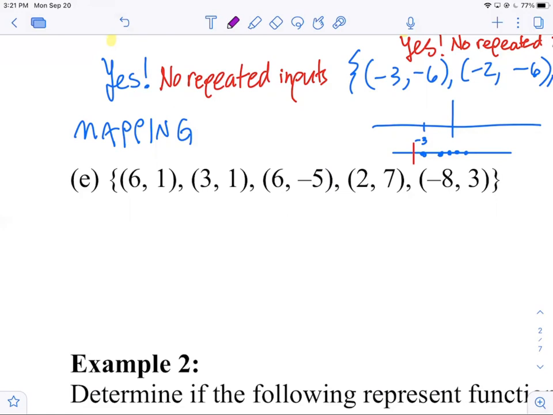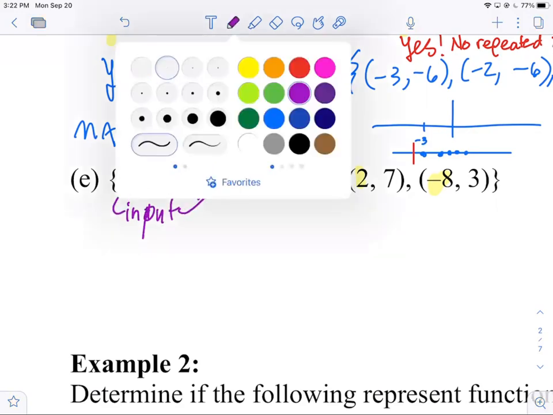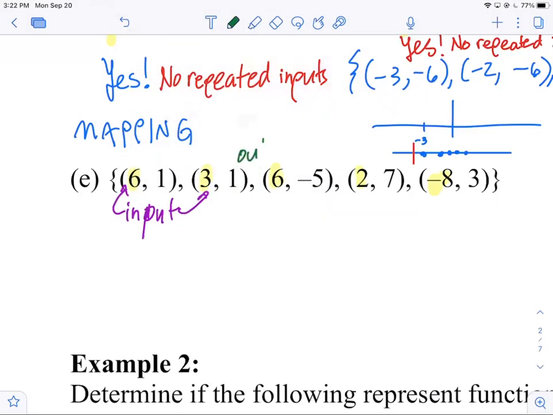But here's what we do know. By convention, the first one listed is always your input, and the second one listed is always your output, whatever variable you want to call them, okay? So there you go. Does this list of ordered pairs represent a function?